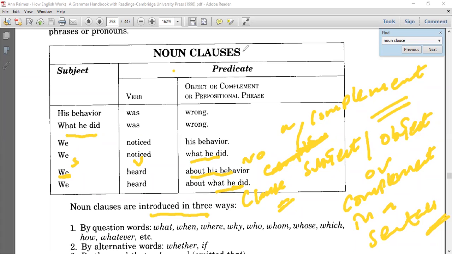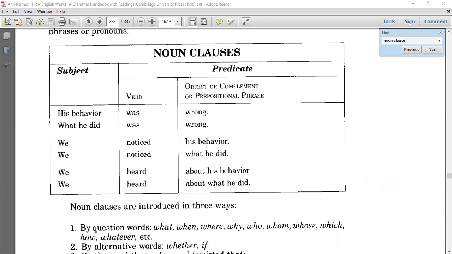Let me clear all of this. Let me add some students here. Okay, let me scroll down.